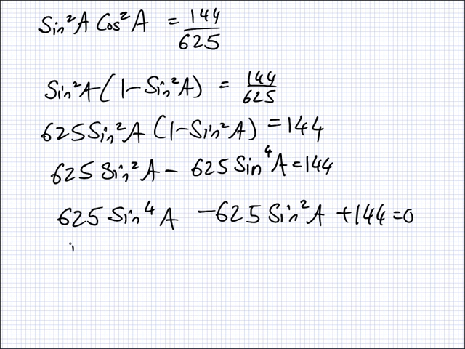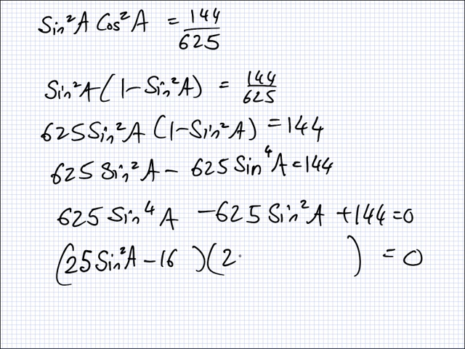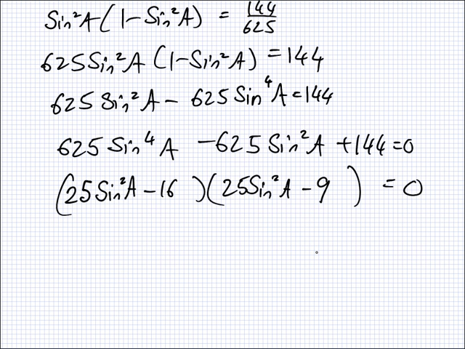Okay. So, you can factorize this with the help of your calculator. 1625. Yeah, it's going to be 25. What do I write here? Sine squared minus 16. 25 sine squared A I think minus 9. Yeah. Now this means we have 4 answers to look at.